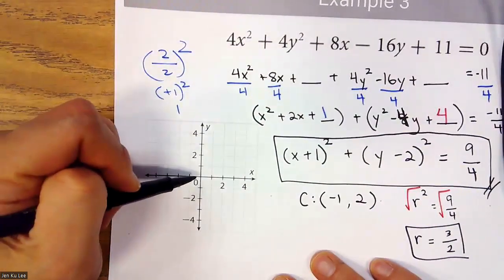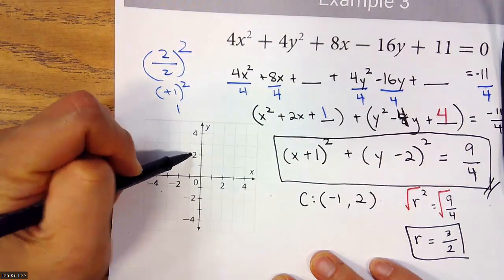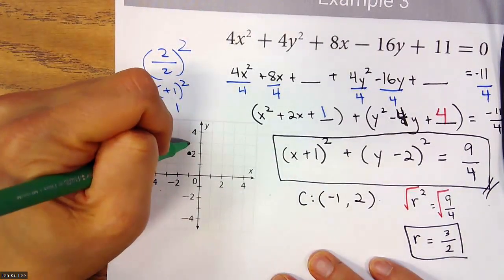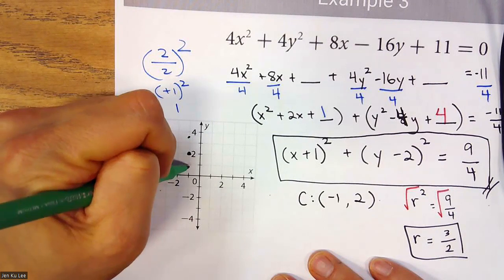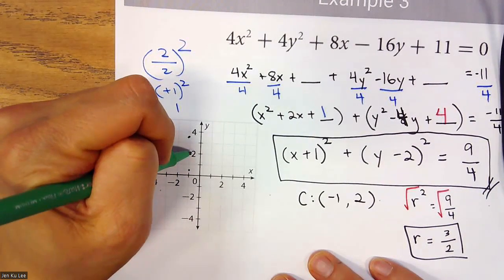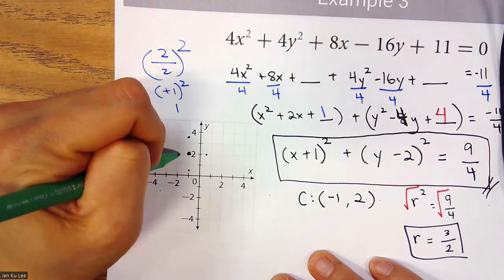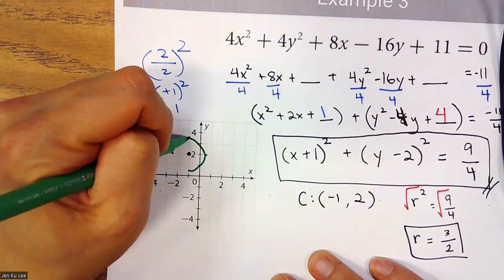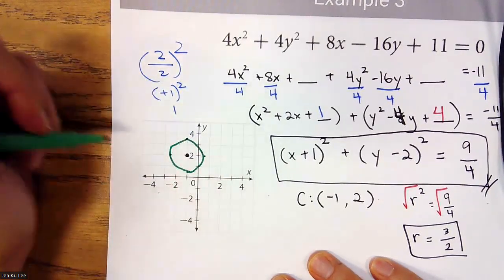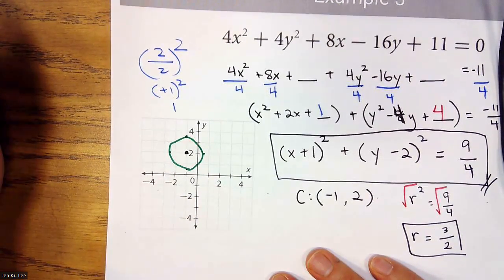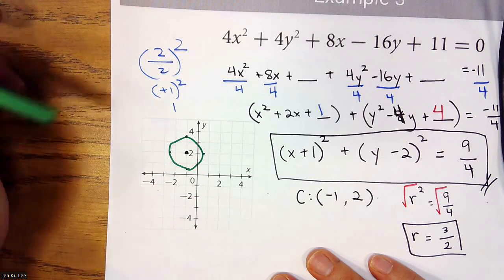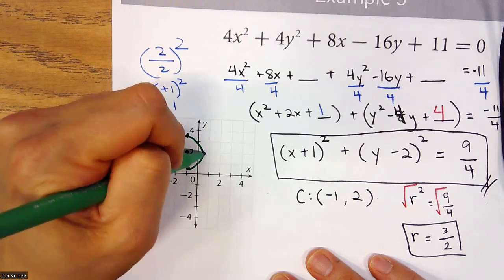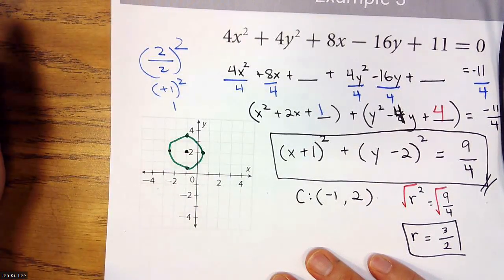So here on my graph, I'm going to go negative 1, comma 2, which is up there. Go up, down, left and right by 1.5. And then do your best to make a perfect circle. Okay, I don't look at your circle. I look at these points when I grade them. Okay. All right.